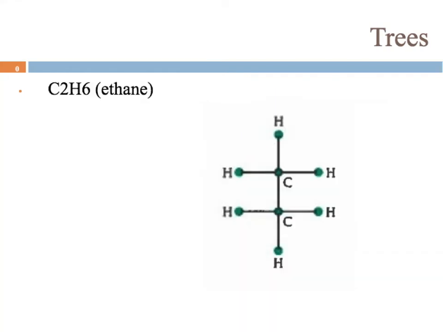Another example of a tree, even a very small example actually, is a molecule, C2H6, ethane. It may look familiar if you've taken chemistry.